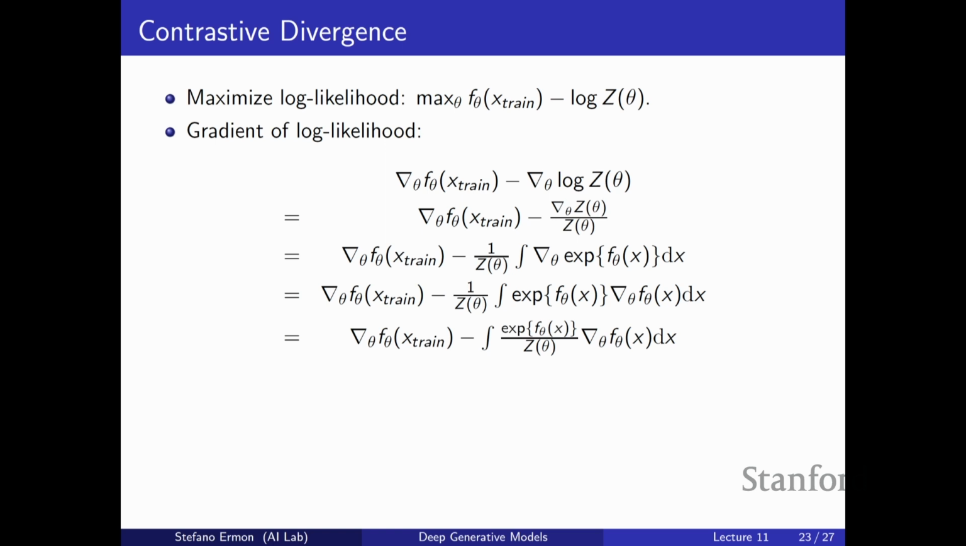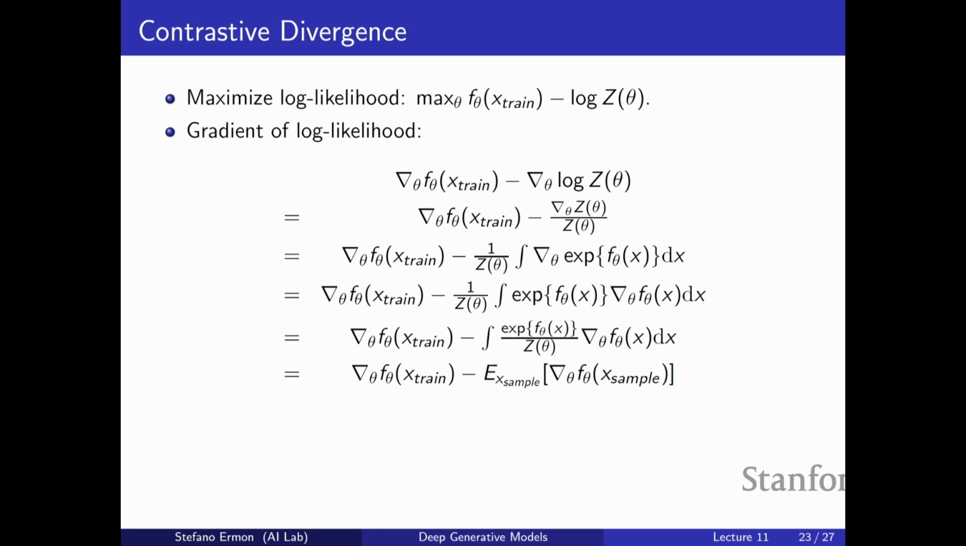If we push the partition function inside, you'll recognize that this is just the probability assigned by the model to a possible data point x. And so the true gradient of the log likelihood, which is what we would like to do gradient ascent with respect to, is basically this difference: the gradient of the energy evaluated at the data point minus the expected gradient with respect to the model distribution.